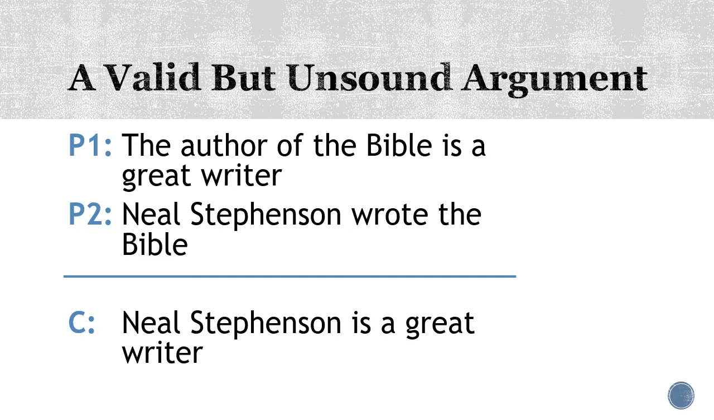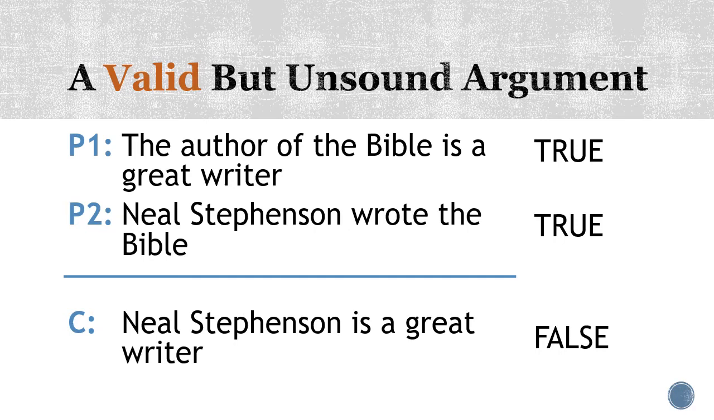And again, remember that in order to determine validity, you don't actually look at the actual truth or falsity of any of the claims involved. You look at the structure of the argument. So again, let's take a look. Is it possible for the conclusion to be false while those premises are true? So pretend it's true for a second that the author of the Bible is a great writer. Just grant the claim as true for a moment. Grant the claim that Neil Stephenson wrote the Bible as true for a moment. Of course he didn't, but wouldn't it have been cool if he had?